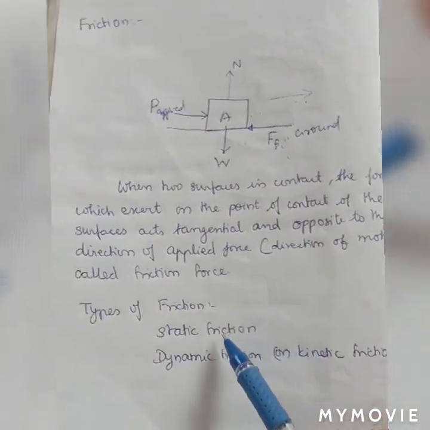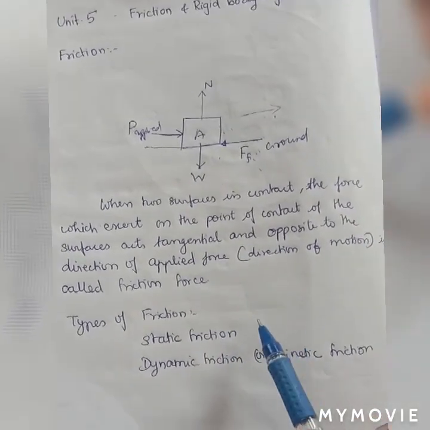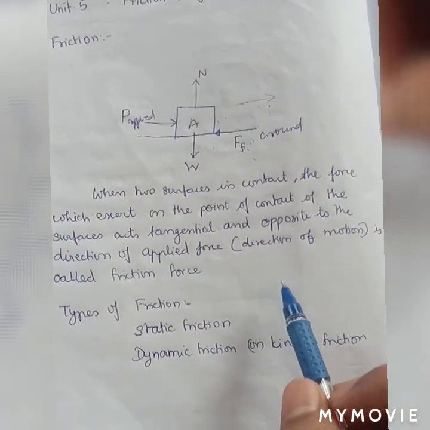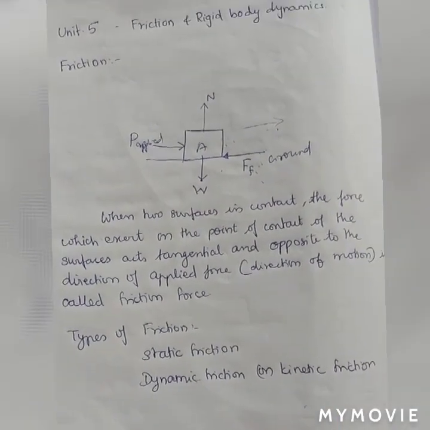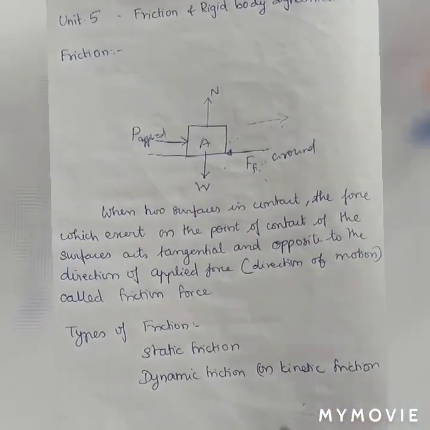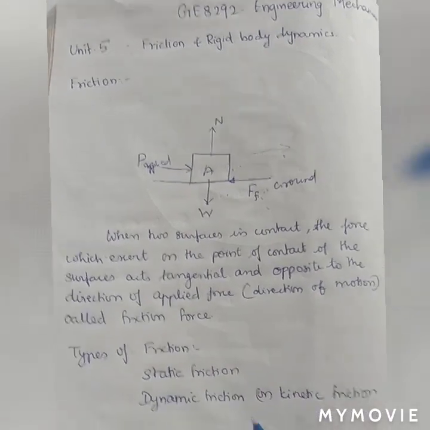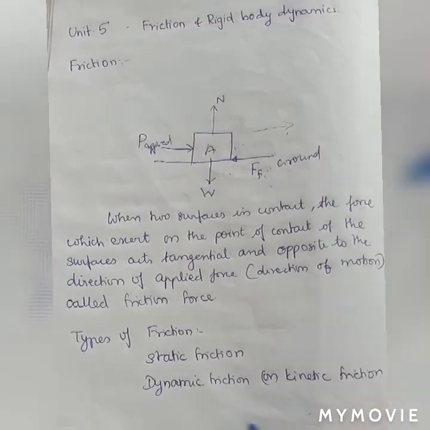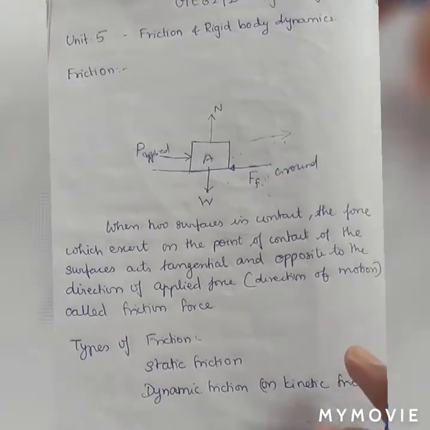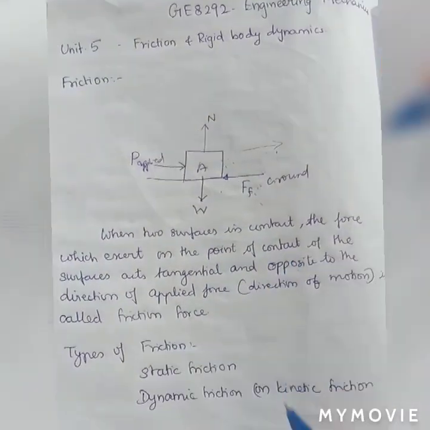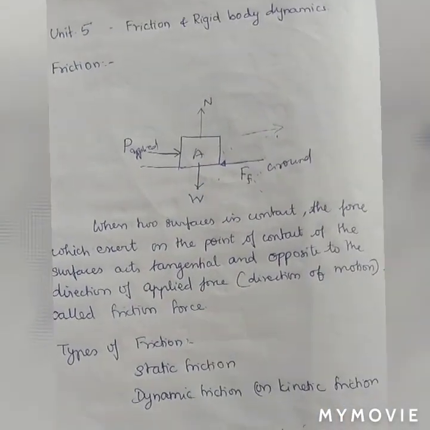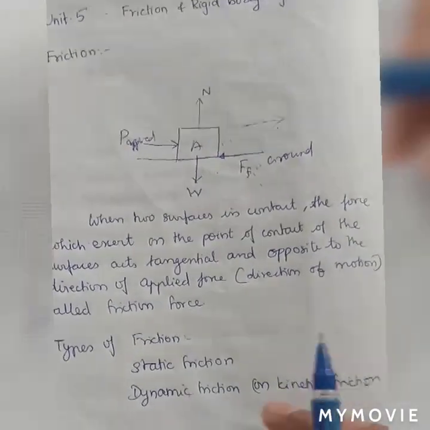Now we move on to the types of friction. Friction is broadly classified into two types. One is static friction and the other one is dynamic friction. The dynamic friction is in most cases also called kinetic friction. So what does static friction mean and what is dynamic friction? That's what we are going to discuss now.